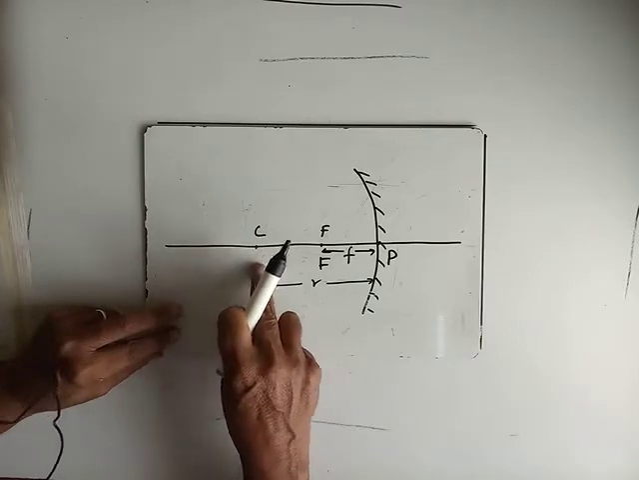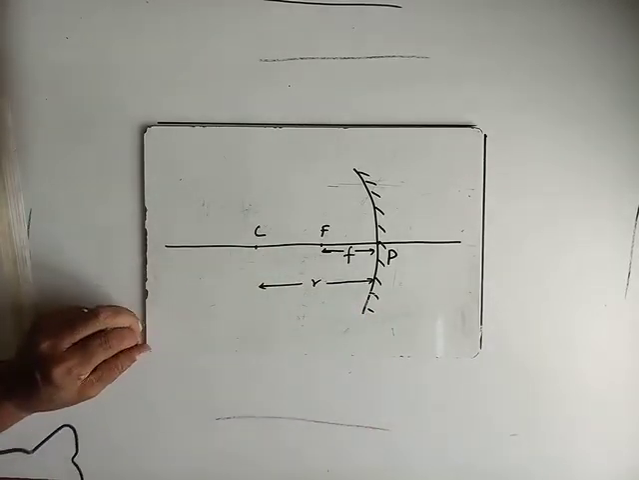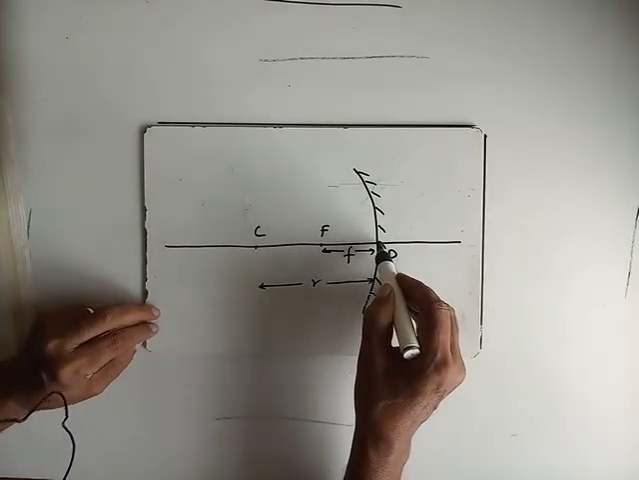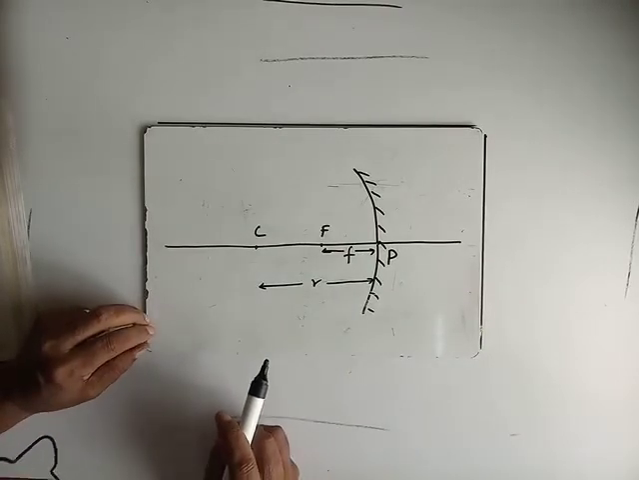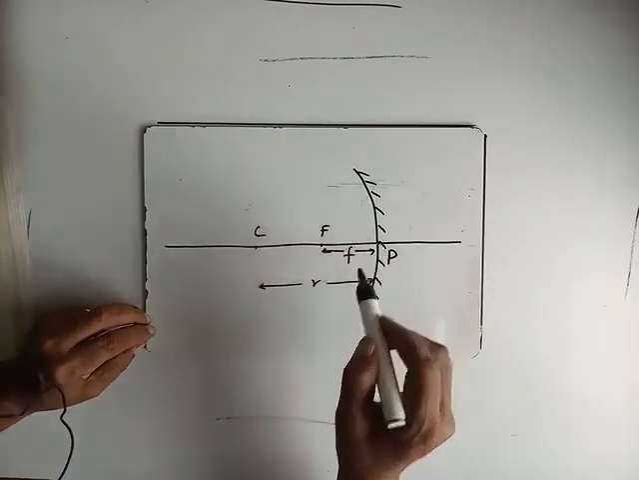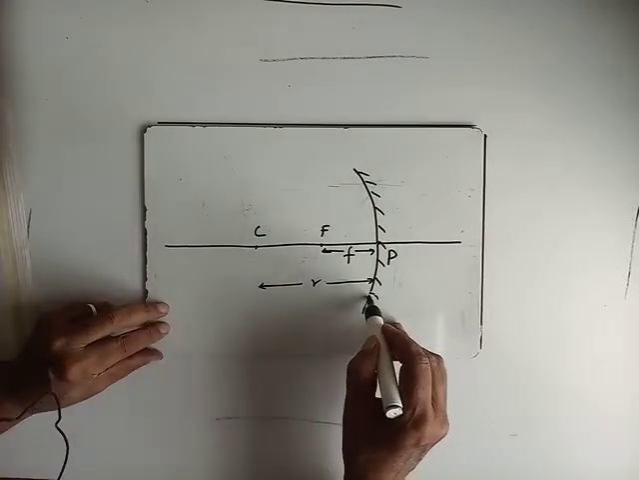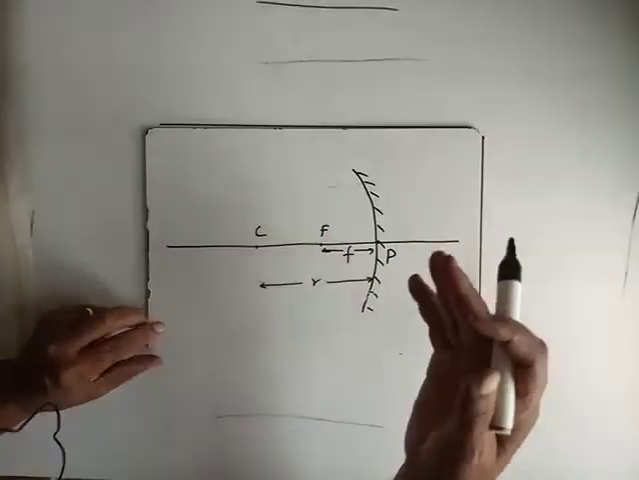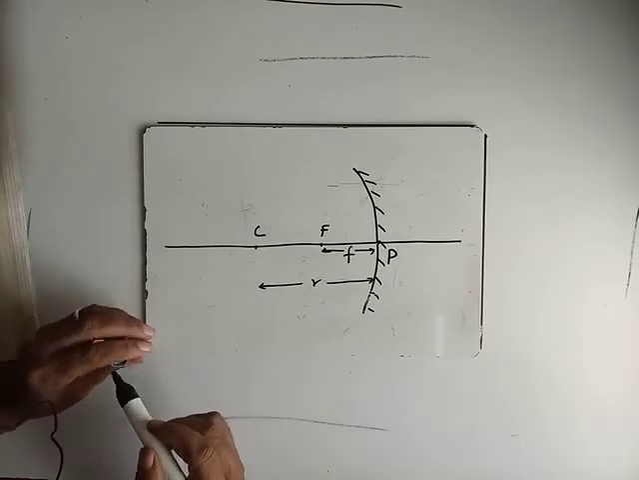This is the principal axis. This is called the pole. In a lens, this is known as the optical center. In a mirror, the center of the mirror is known as the pole. And this is the reflecting surface; this side of the surface has been polished.